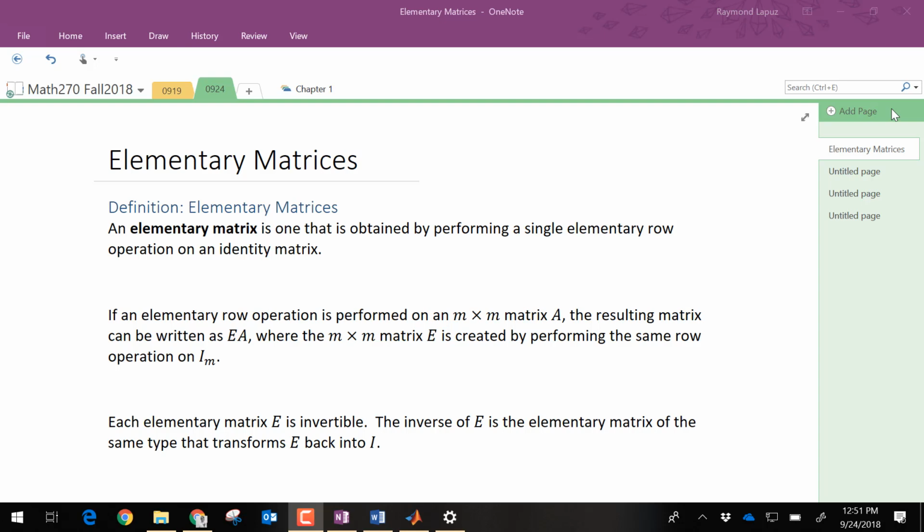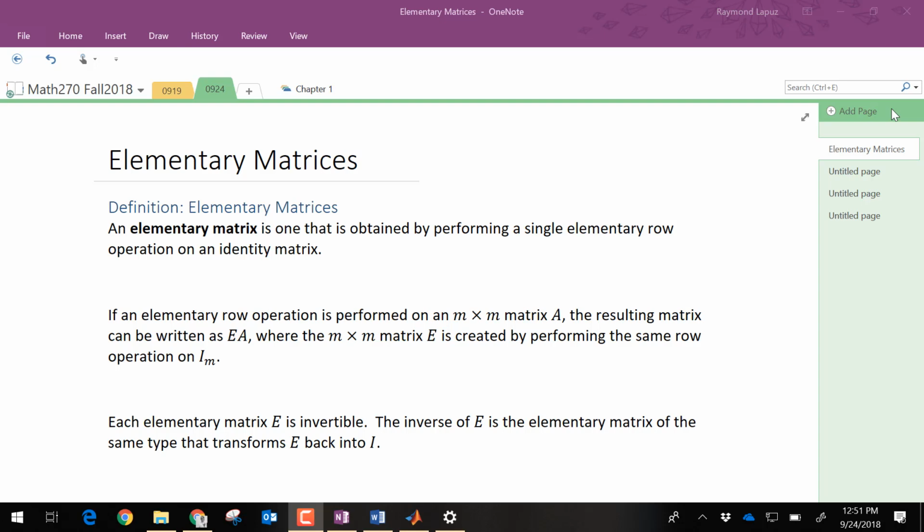An elementary matrix has to be a square matrix because it comes from the identity, and the identity is a square matrix. If an elementary row operation is performed on an m by m matrix A, the resulting matrix can be written as E times A, where E is created by performing the same row operation.